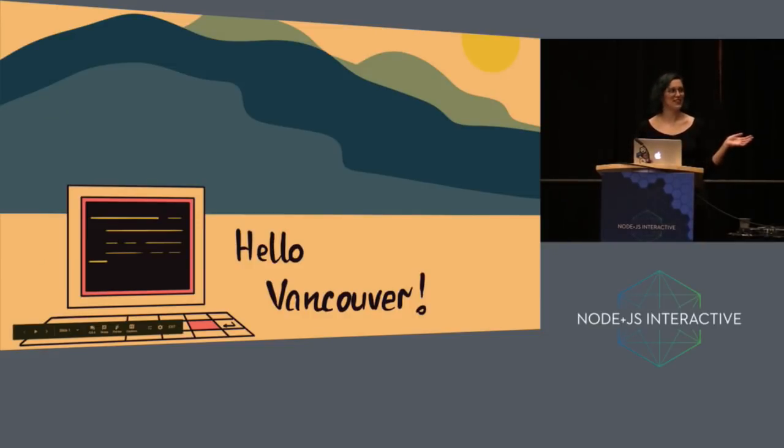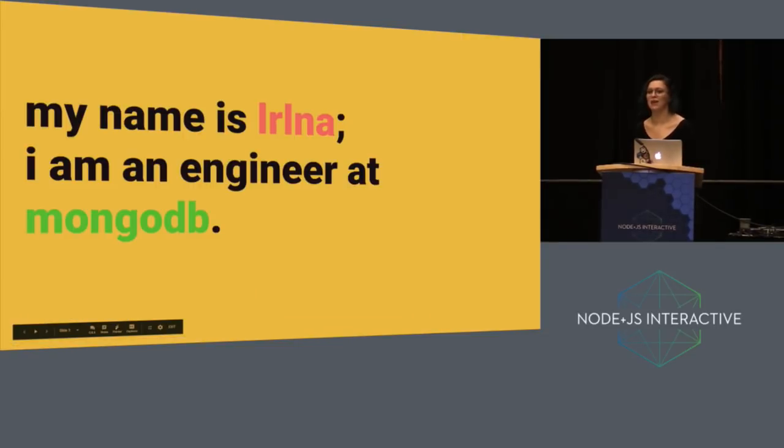This is my fourth Node.js Interactive. I missed the last one in Vancouver, but I'm glad I'm here this time around. My name is Irina. I'm an engineer at MongoDB. I work on the GUI interface for our database. I'm based in Berlin, but I'm originally from Vancouver. I was raised here and moved away about 2 years ago. So this is home, and it's nice to be home.